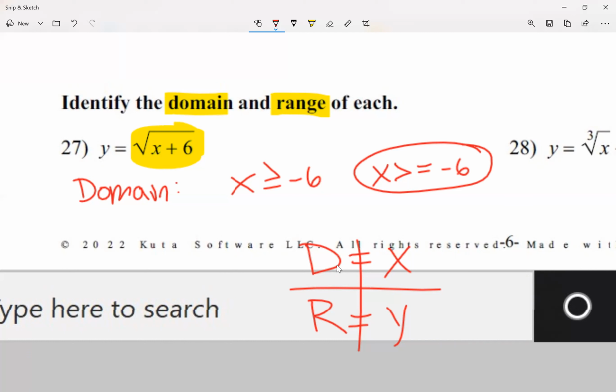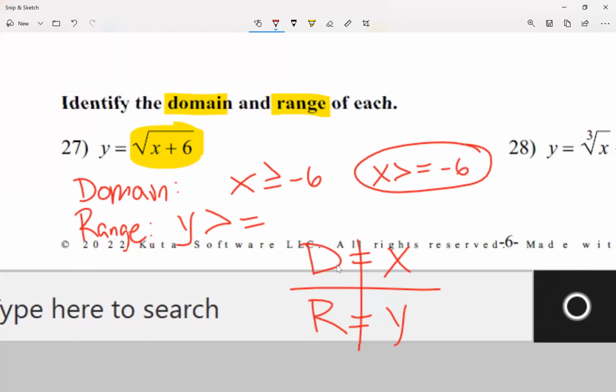Now, for my range, what possible values of Y am I going to get? So let's see my range. I know the square root is going to be 0. That's the lowest it's going to get. I'm going to say my Y is going to be greater than or equal to 0. The square root is going to be 0 or higher. We're only dealing with the positive square roots.